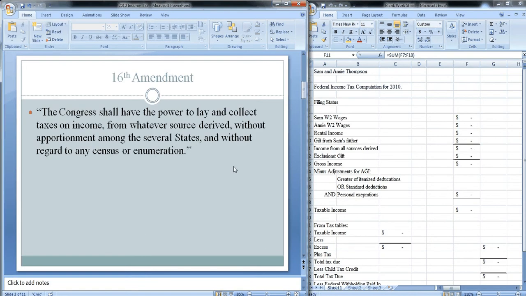The Congress shall have the power to lay and collect taxes on income from whatever source is derived without apportionment among the several states, and without regard to any census or enumeration.